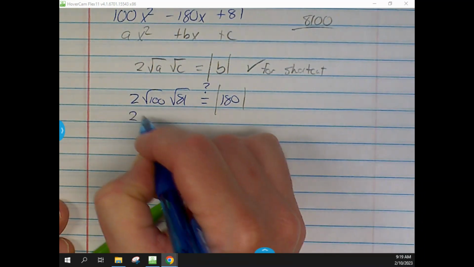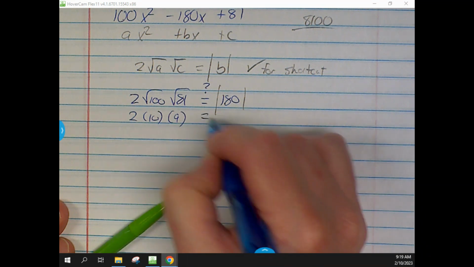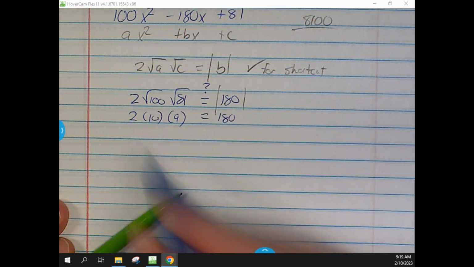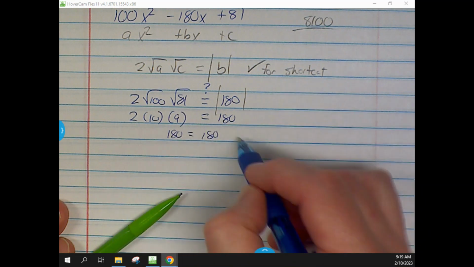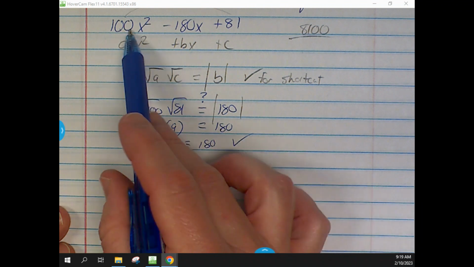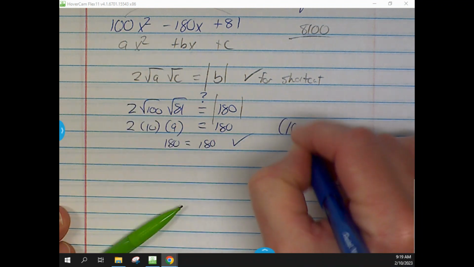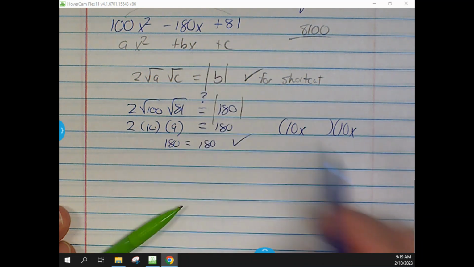So if we do 2 times 10 times 9, does that equal 180? Yeah, it does, right? So then if it does, we get to do the shortcut. So then it's just 10 times 10, and then 9 times 9.